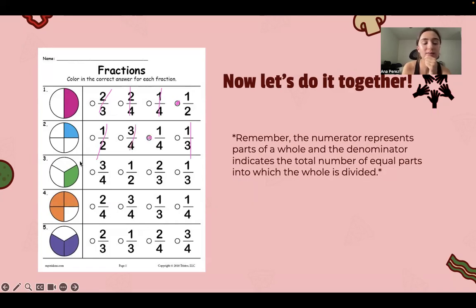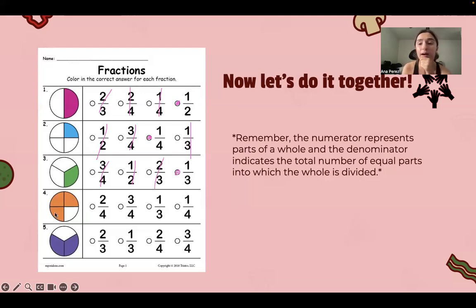Great job, you guys. See number 3. How many equal parts do we have? 1, 2, 3. Which answer choice has 3 as a denominator? Not this one, not this one. Just these two. Now, how many parts are shaded in? 1. So it's going to be 1/3. Great job.